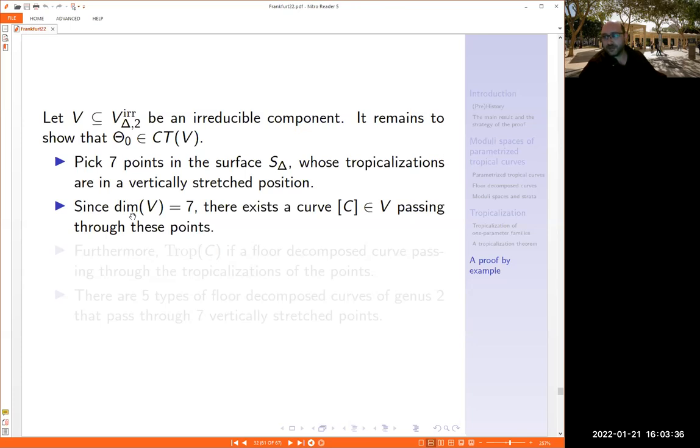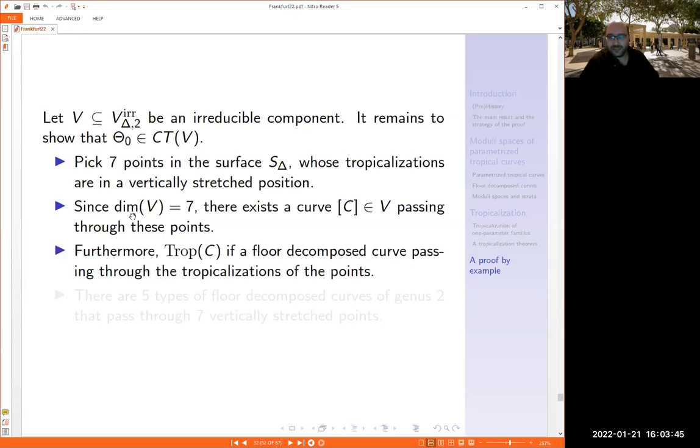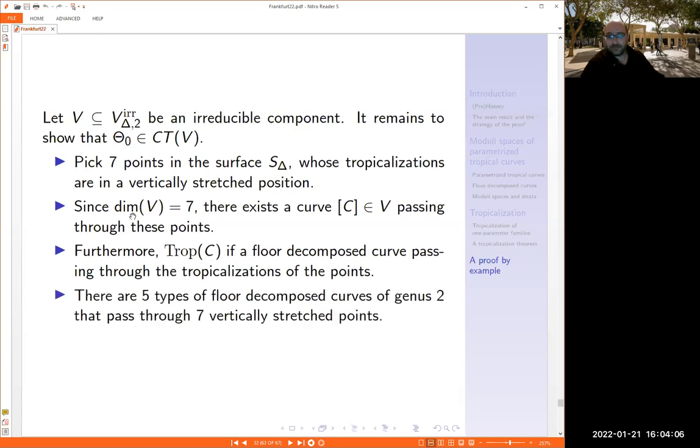Okay, so I have something to start with, and I can look at its tropicalization. Due to the result of Brugallé and Mikhalkin, I know quite a lot about its tropicalization. Its tropicalization is floor decomposed. It is weightless. It passes through these 7 points. It is regular. It is trivalent, and so on and so forth. So it is rather nice. In particular, the combinatorial type of the tropicalization of C is a nice type.